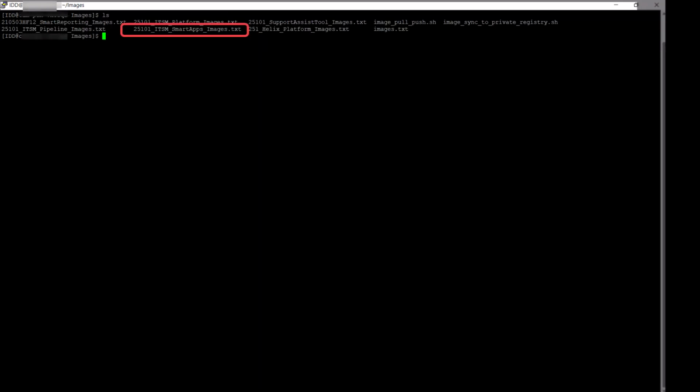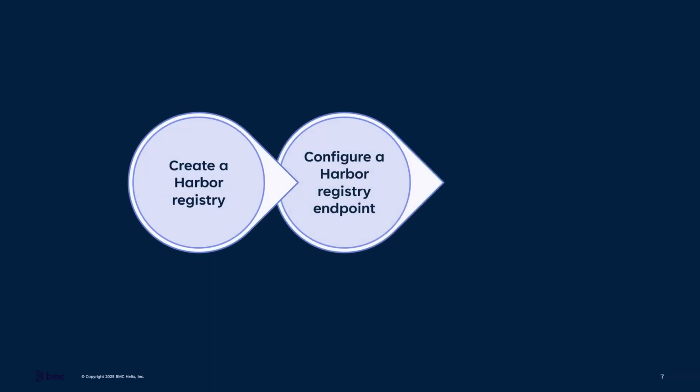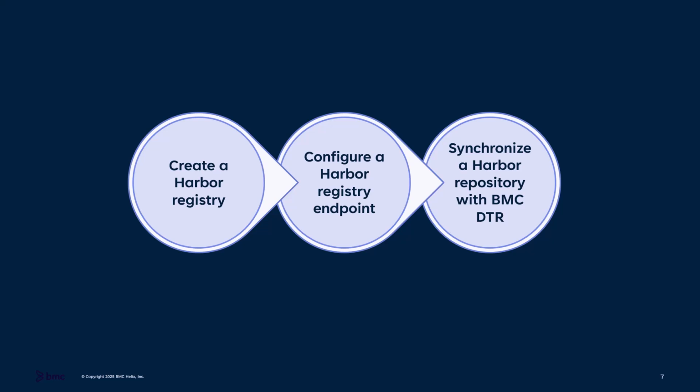Similarly, synchronize the smart application, pipeline, BMC Helix platform services, and support assistant tool container images by copying the relevant image file to images.txt and running the synchronization script. You have successfully synchronized your Harbor repository with the service management container images.